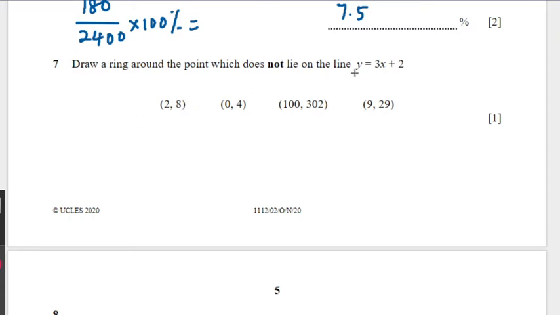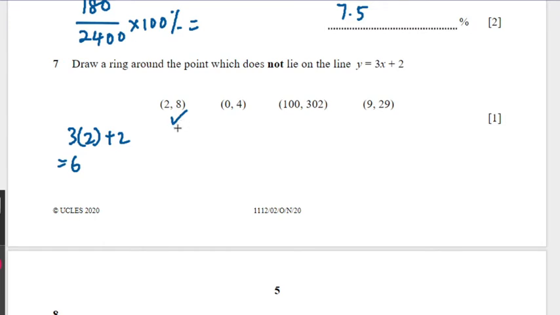Okay, we will see the first point here. So when we substitute 3 times 2 plus 2, why do I substitute with 2? Because I'm checking this point. This one must be equal to 8. If it equals 8, it means that point lies on the line. Okay, so yes, this is equal to 8. Therefore, this one lies on the line.